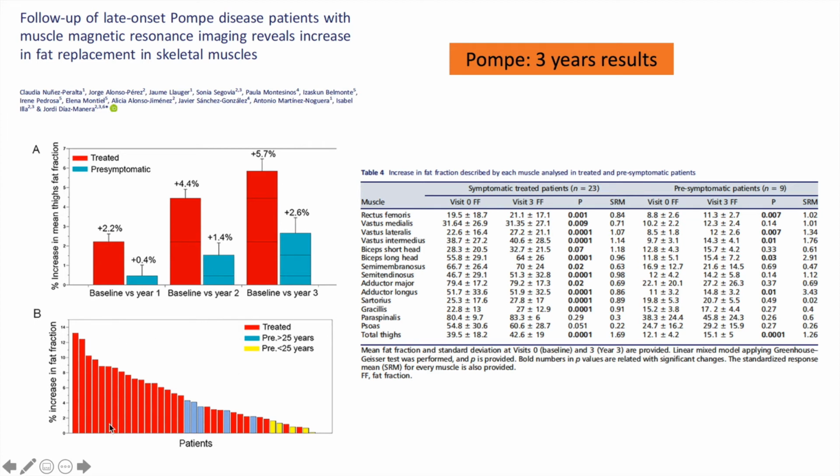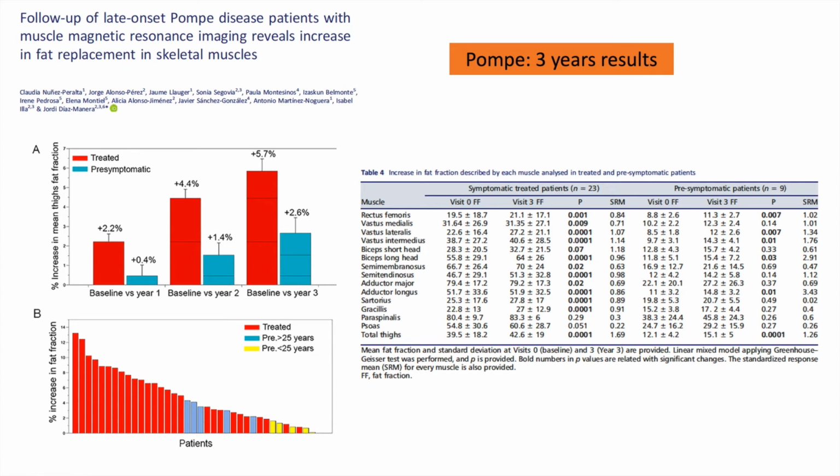And we observed that there was a huge variability from one patient to the other. So here in this graph that is called B, you can see in red columns all patients that were treated. And you can see, for example, the first patient that had an increase of 13% in the amount of fat in the thighs, while another patient had just an increase of 1% after 4 years of follow-up. A huge variability. And we also analyzed patients that were pre-symptomatic, and we split them into groups, older than 25 and younger than 25. And you can see that the increase in fat fraction was also higher in older patients than in patients that were teenagers.